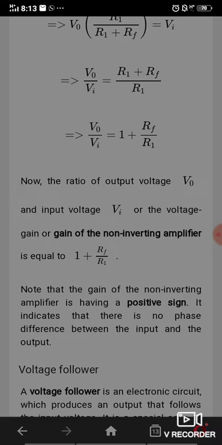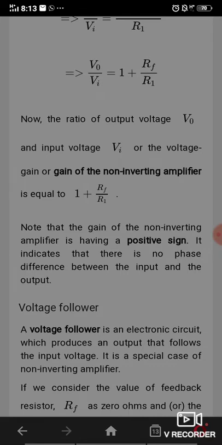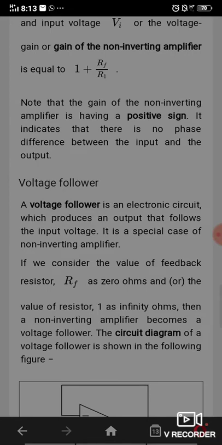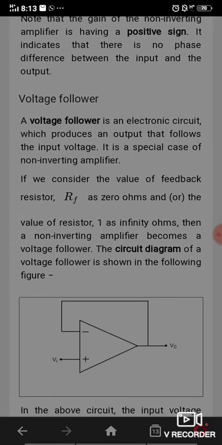Voltage follower. A voltage follower is an electronic circuit which produces an output that follows the input voltage. It is a special case of the non-inverting amplifier. If you consider the value of feedback resistor Rf as 0 ohms or the value of resistor R1 as infinity ohms, then a non-inverting amplifier becomes a voltage follower. The circuit diagram of a voltage follower is shown below.